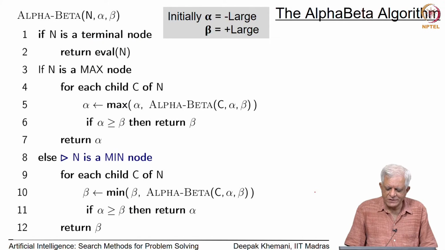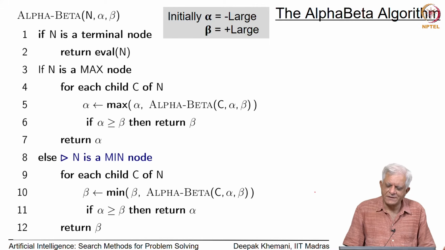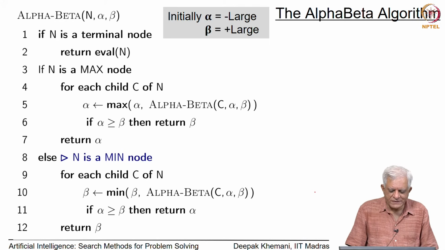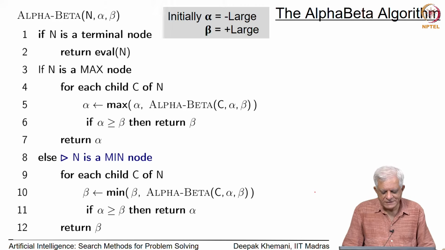So, we had looked at the game tree and the alpha beta algorithm. We initialize alpha and beta to be minus large and plus large, which in some sense means that the window is completely open, and as the game progresses, alpha nodes will find higher values and beta nodes will find lower values, and the window will become narrower and narrower essentially.